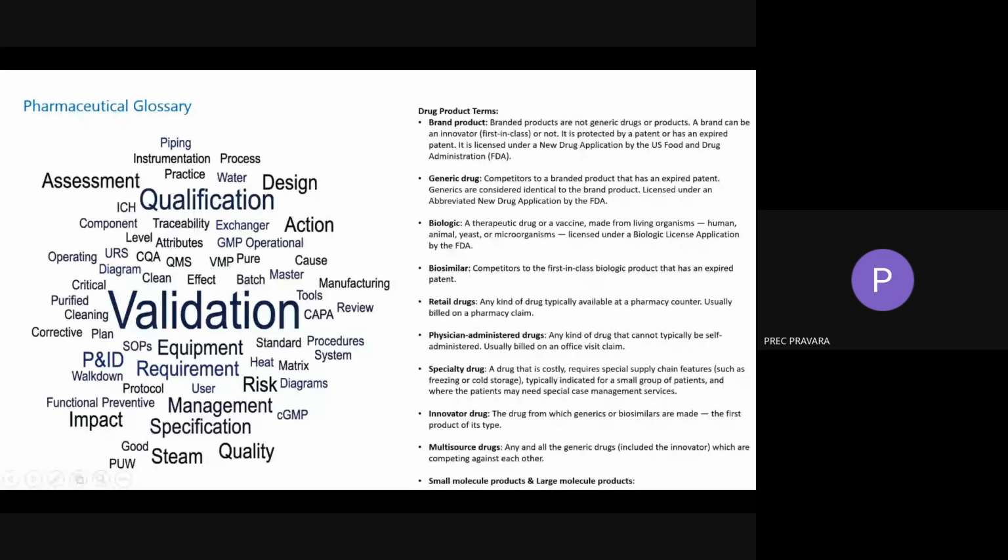Hello, Kasole sir. Yes, sir, I'm here. So my question is, what type of modern tools are used in the pharmaceutical industry for automations?